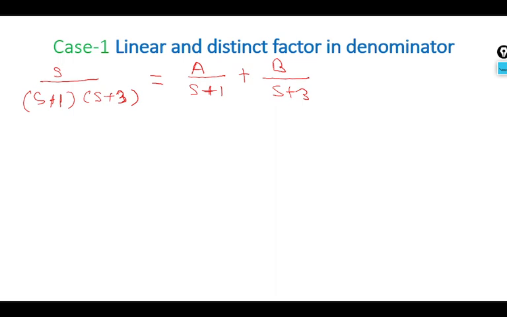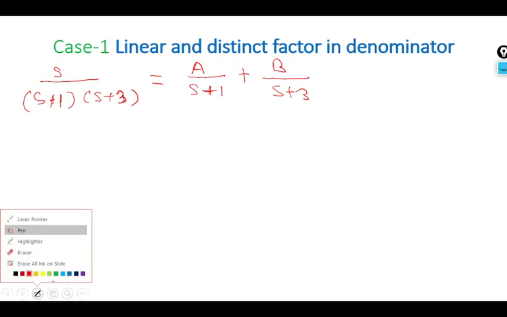The methods are mainly equating the coefficients, substitution, and third is a shortcut method. I will show you two methods here, the substitution method and the shortcut method, which are generally useful. Why am I not showing equating the coefficients? Because it's a lengthy method. First we get some equations in the constants A and B, and then we have to solve those equations simultaneously to get A and B. So the first method is the substitution method.